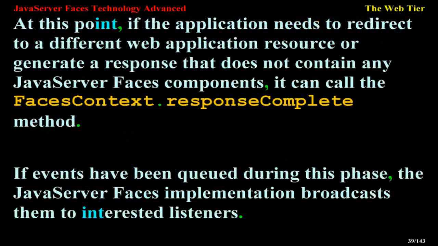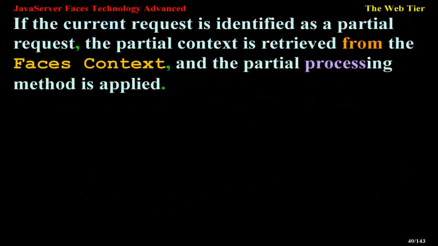At this point, if the application needs to redirect to a different web application resource or generate a response that does not contain any JavaServer Faces components, it can call the FacesContext responseComplete method. If events have been queued during this phase, the JavaServer Faces implementation broadcasts them to interested listeners. If the current request is identified as a partial request, the partial context is retrieved from the faces context, and the partial processing method is applied.